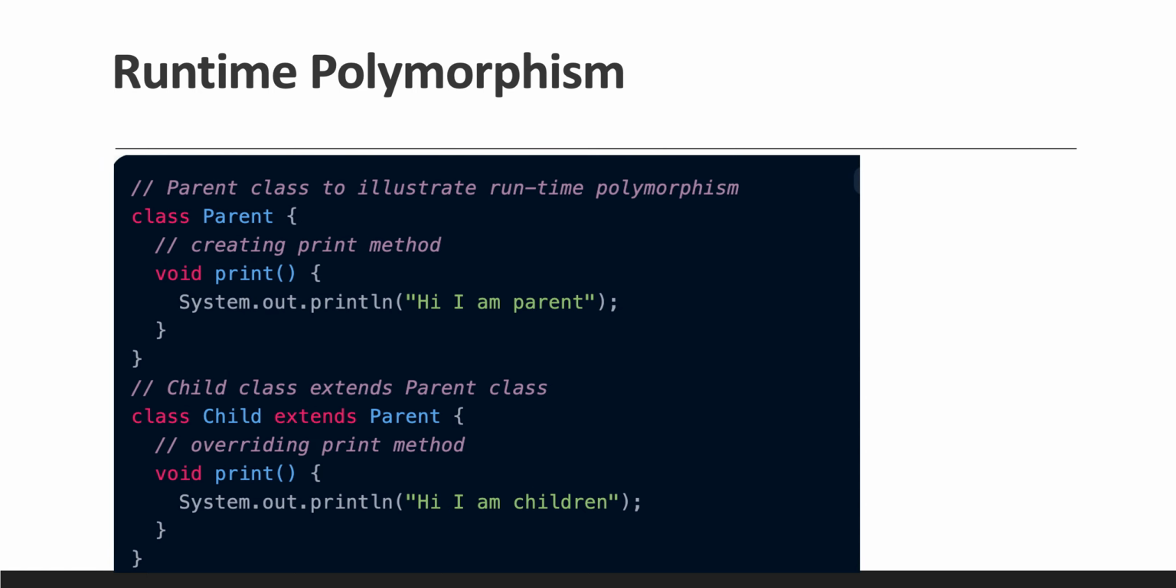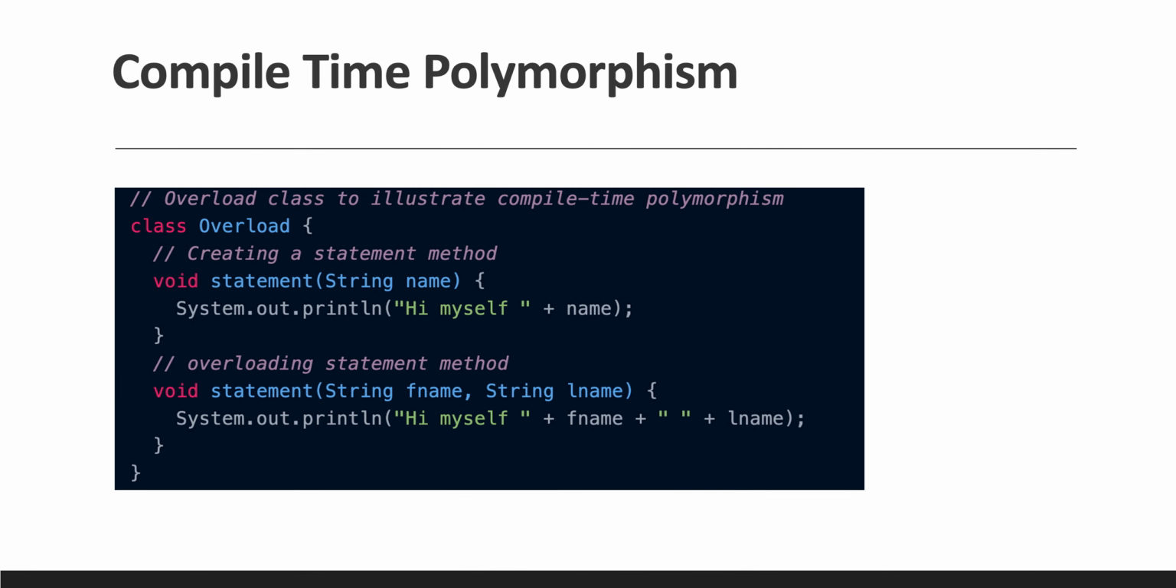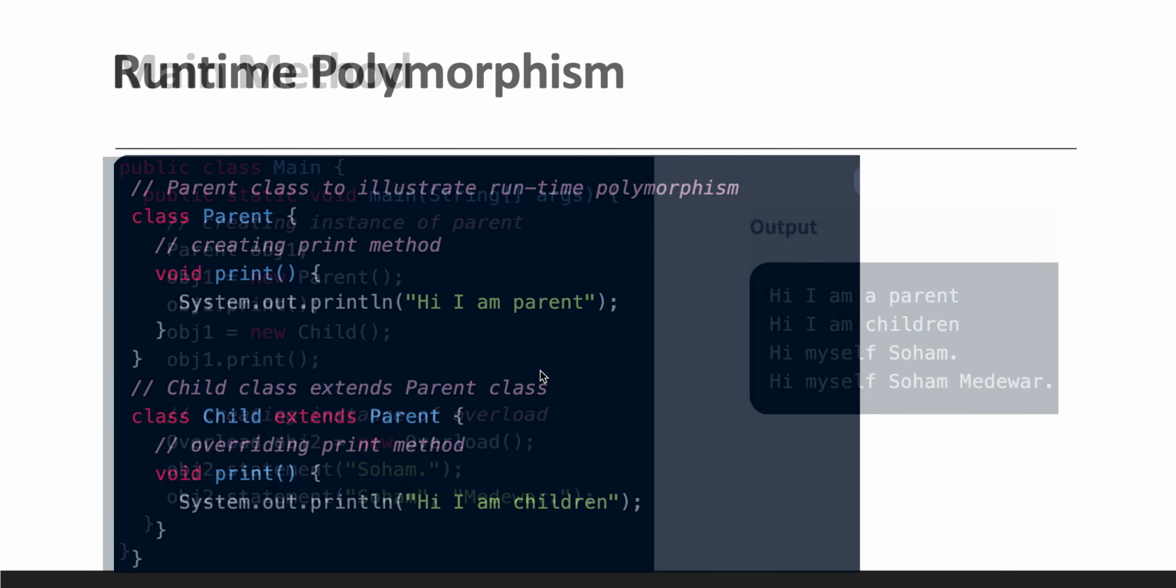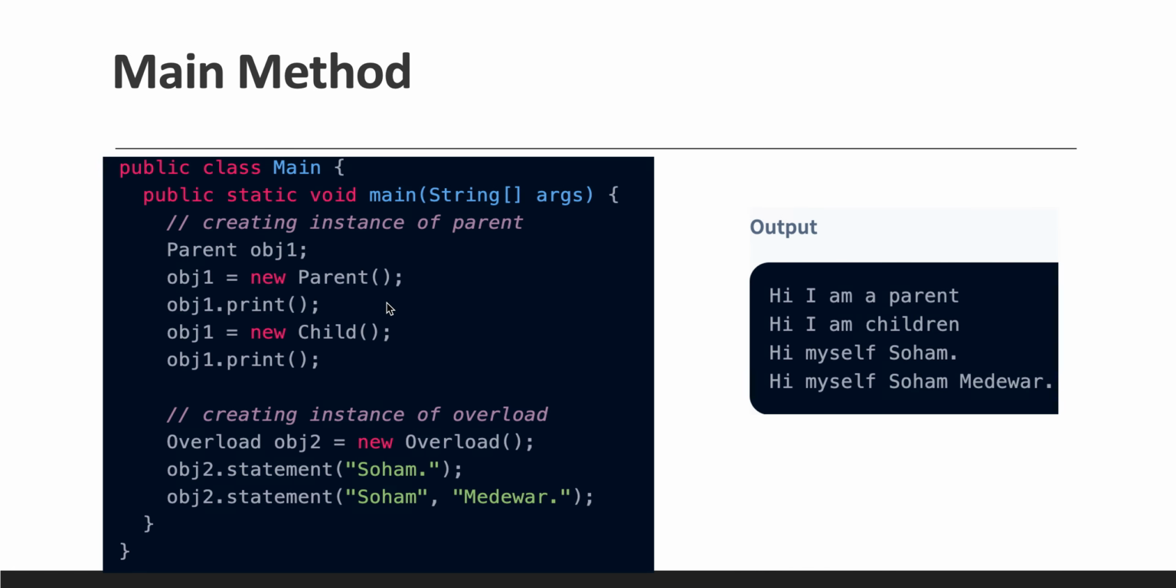So like we have seen here, compile time polymorphism, we have two methods with different arguments. So while running this program, how can we run that? Let's say we have created the instance of the example of method overriding first. Here we created the instance of the parent class, object 1, and inside object 1 we are assigning the parent class instance only, like new parent.